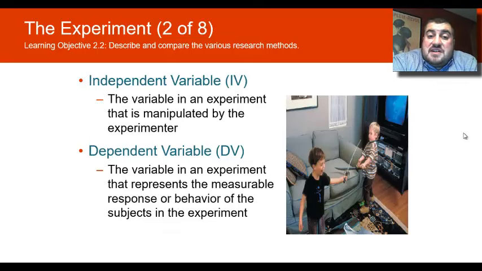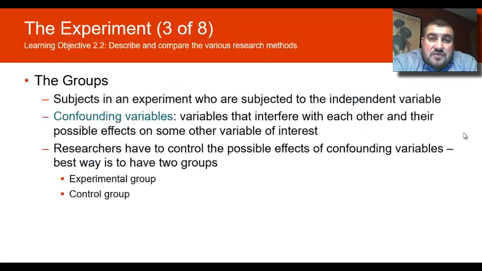The groups. Basically, we take subjects or participants in an experiment and subject them to the independent variable, and we are trying to eliminate confounding variables, and those are variables that will interfere with each other and their possible effects on some other variable of interest.